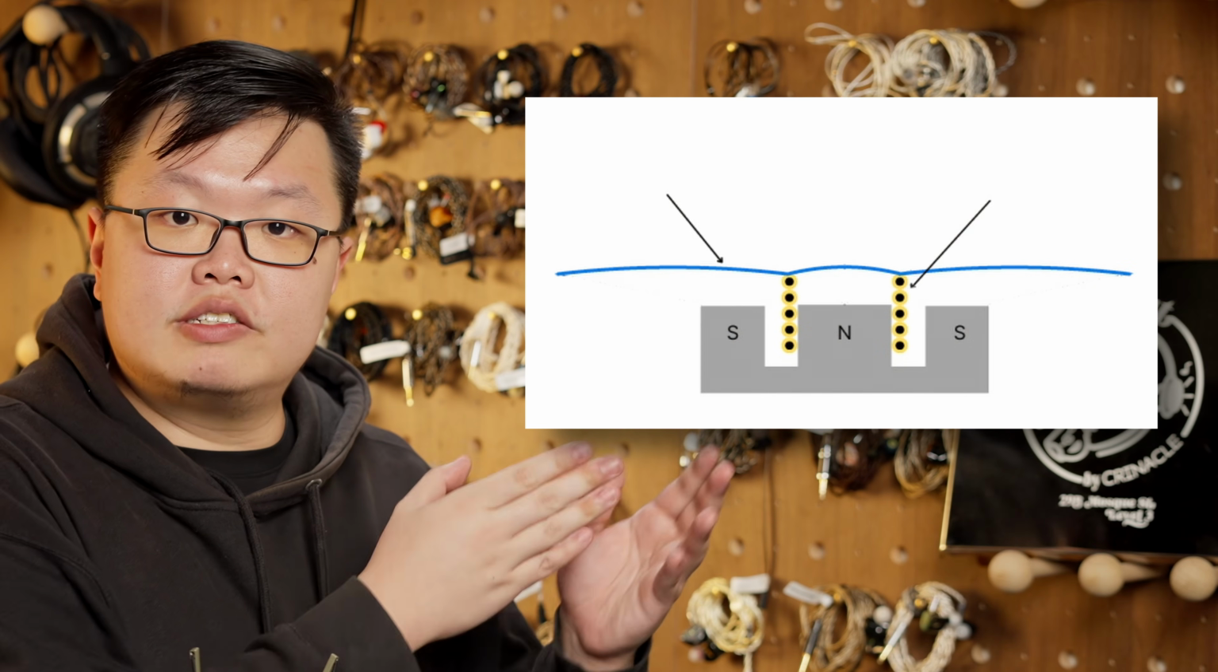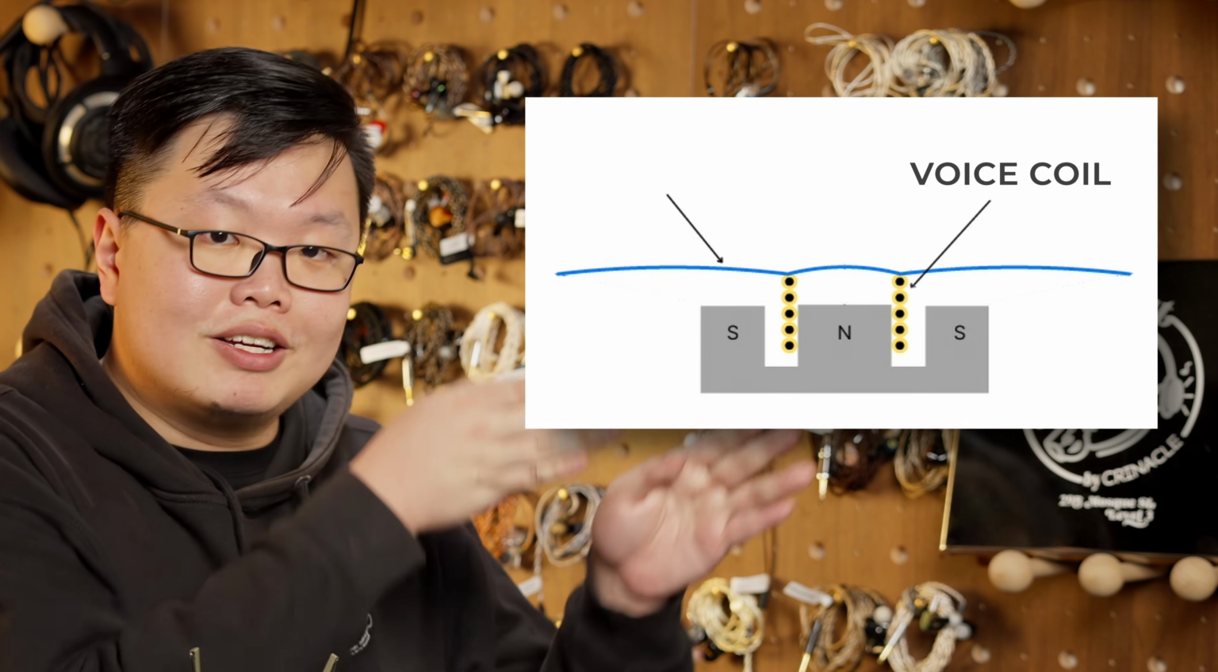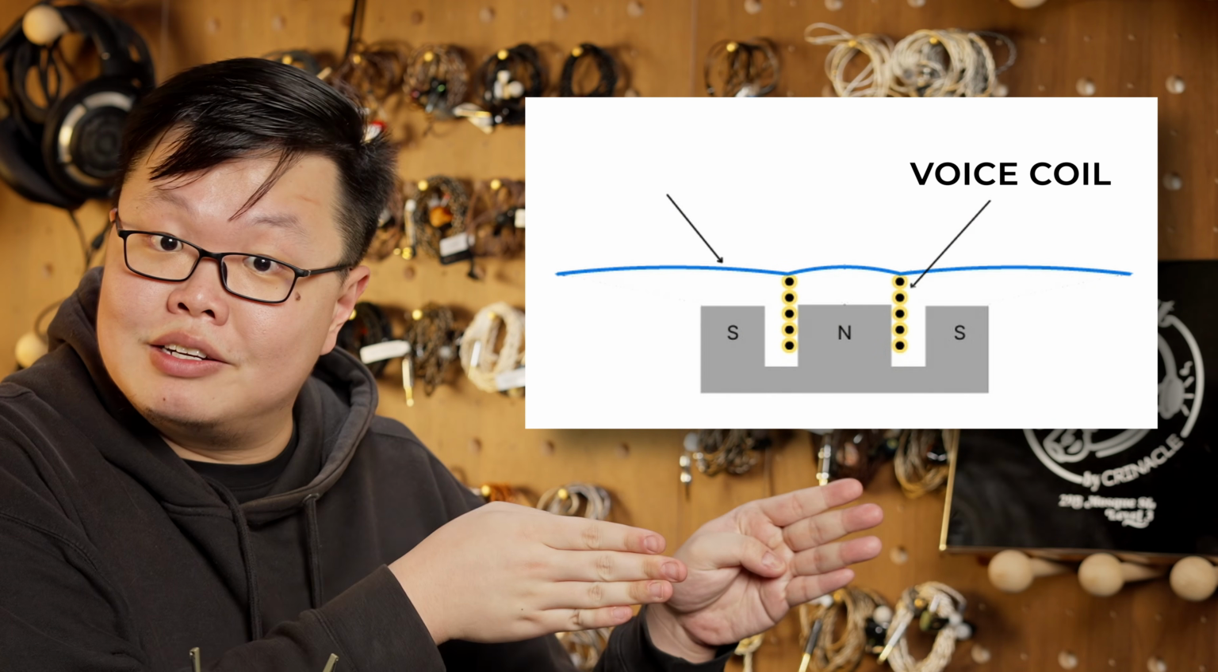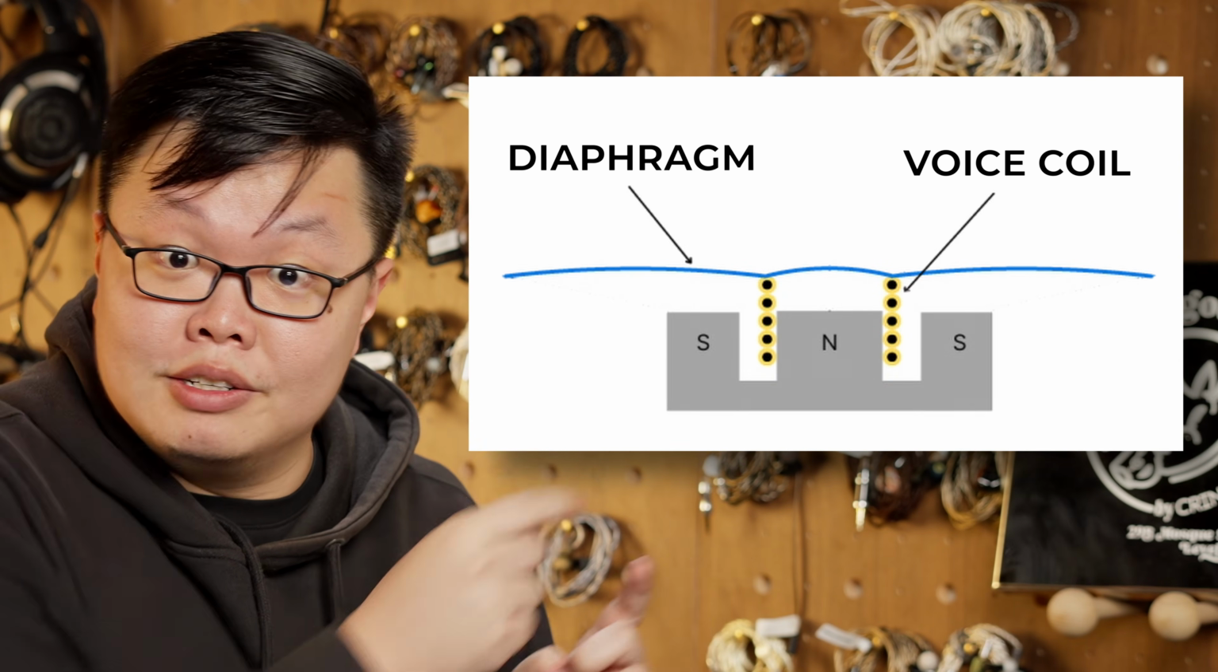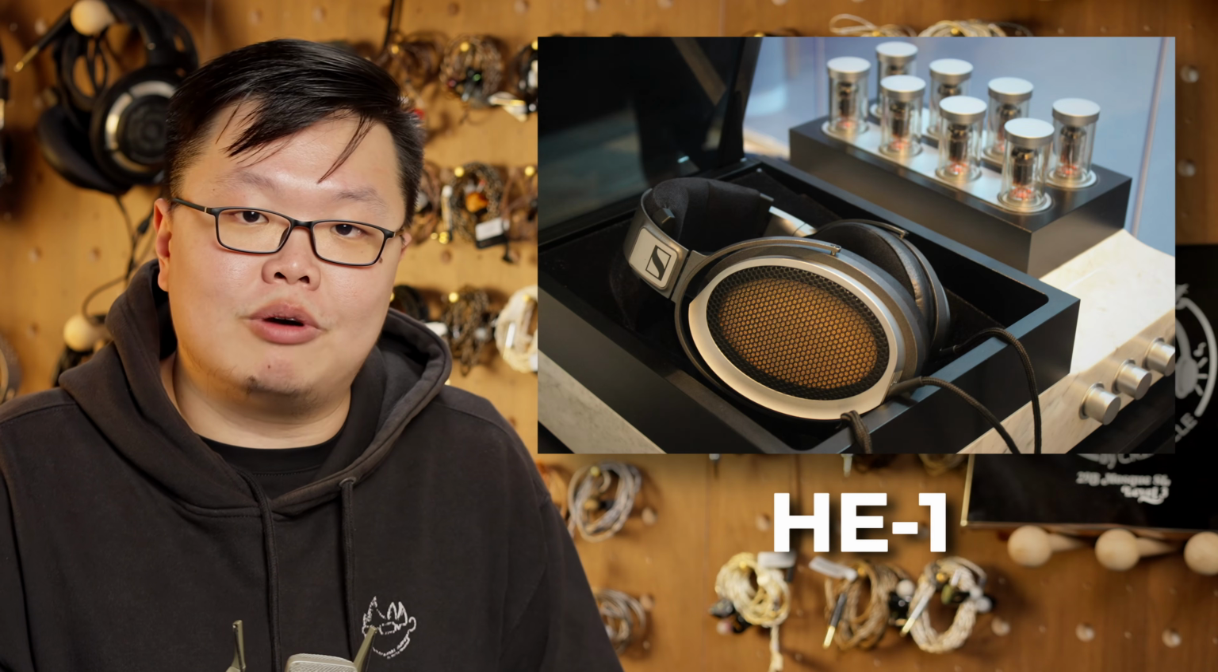First, we have the most common driver type, which would be the dynamic driver. This is currently the most common type of driver in the market today. They are the easiest to manufacture at scale and are quite robust. If you see the cross section of a dynamic driver, you would see that the voice coils are actually perpendicular to the diaphragm. This is important information that I'll refer to later. This is the driver technology that is almost exclusively employed by Sennheiser, with the exception of the Orpheus and the HE1, which I'll get to later.